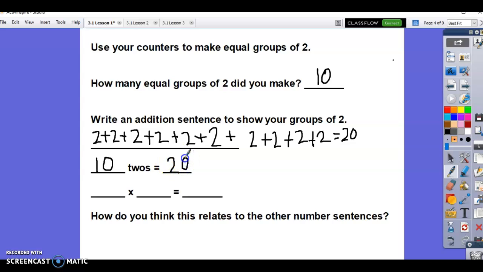Good. Now, here's the fun part. You see this sign right here? This sign stands for multiplication. So anytime you see that, we're going to be multiplying, okay? So I'm going to take this right here, and we're going to say 10, and this multiplication sign, the X, is going to stand for groups of. What's it going to stand for? You say it. Good, groups of. So we have 10 groups of 2. And 10 groups of 2 equals 20. Good. Okay?